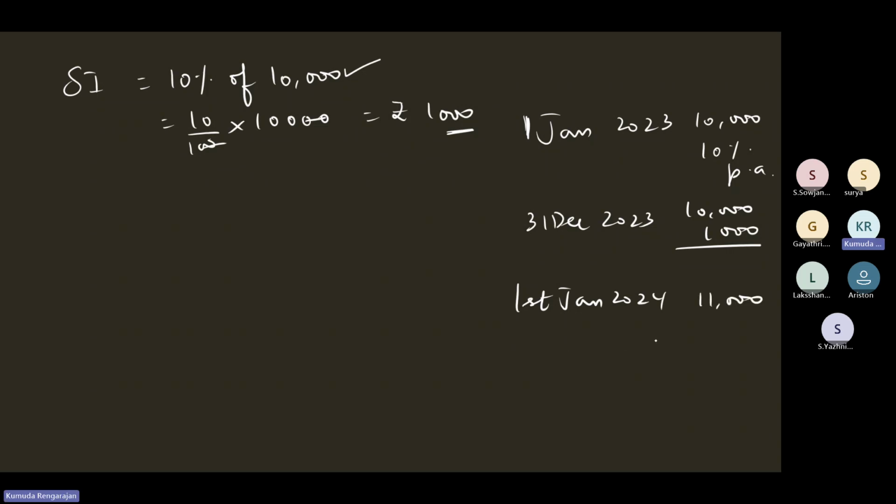But in the case of simple interest, the interest for the second year will not be given on 11,000. It will be calculated on 10,000 only. That is, interest is not given for your interest. In the case of simple interest, interest is given only for the principal value. It's not given for the interest which is accumulated.